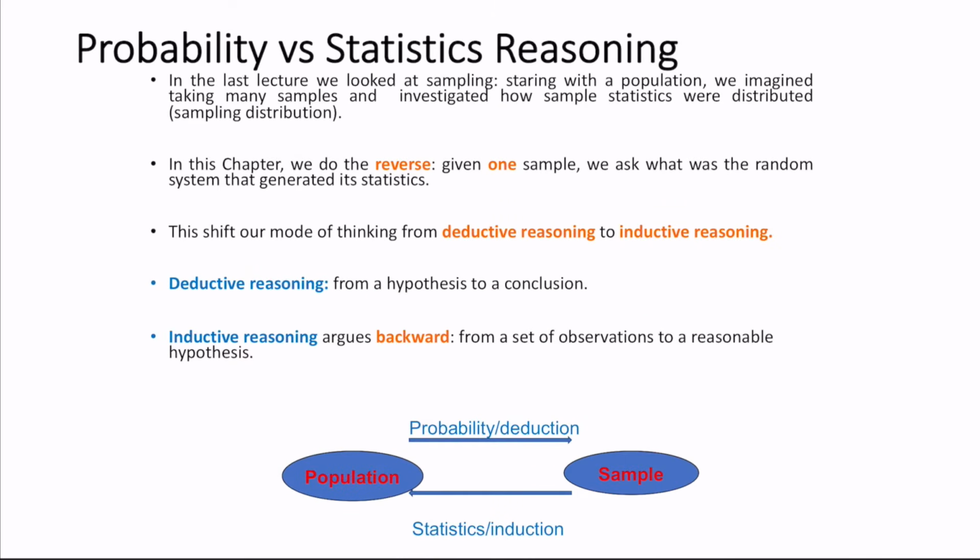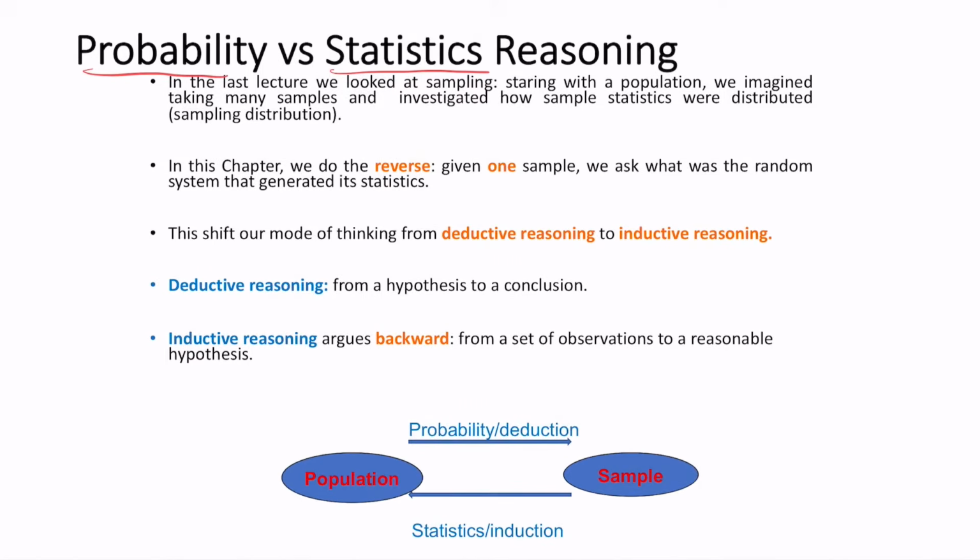So let's start with the common sense of what estimation really determines here. Until now, we discussed probability and the statistical quantities that are generally mentioned in terms of probabilities. Now we want to know the difference between probability and statistical reasoning. In the last lecture, we talked about sampling, and we started with a population and imagined that there might be many samples, and we investigated how sample statistics were distributed in terms of what we call sampling distribution.